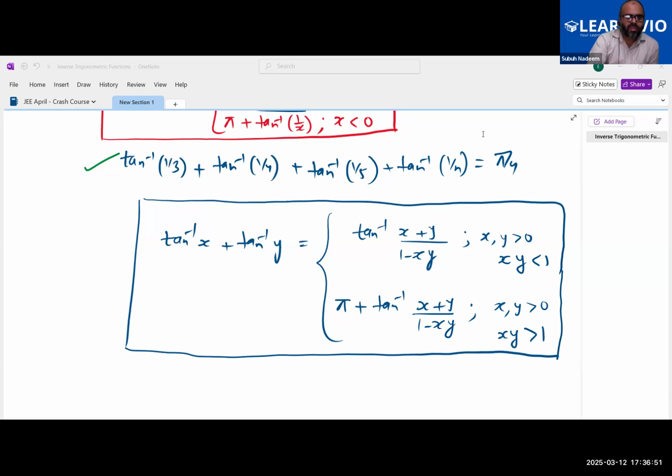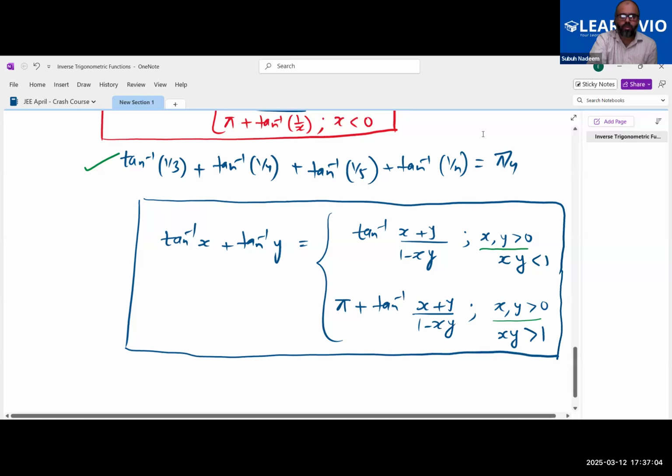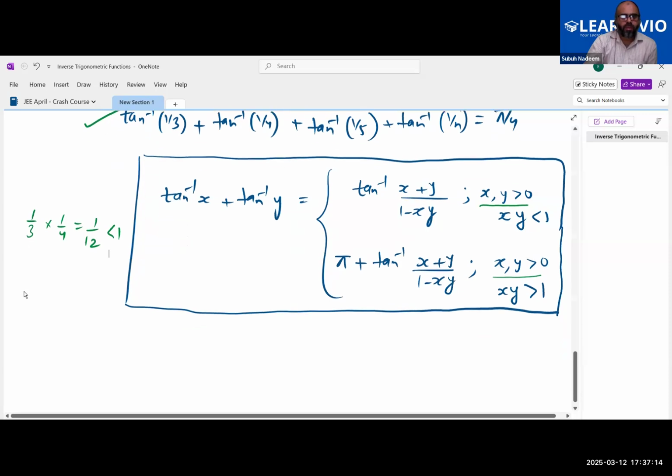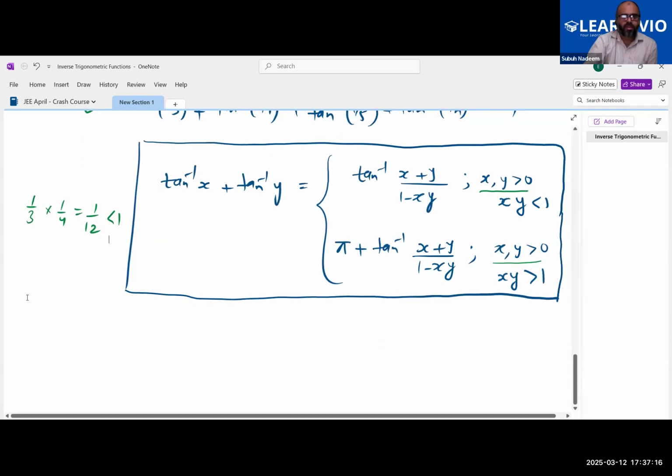So as you can see here, all these are positive: 1 by 3, 1 by 4, 1 by 5, 1 by n, because n is also a natural number. So this condition is getting satisfied. X is positive, y is positive. X into y, suppose we take 1 by 3 and 1 by 4. What is their product? 1 by 12, which is less than 1. So if we apply this result here, because xy is less than 1 here.